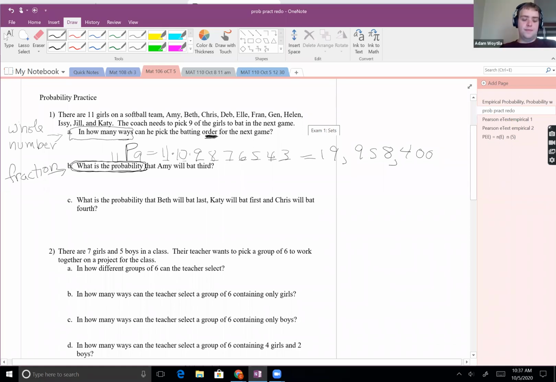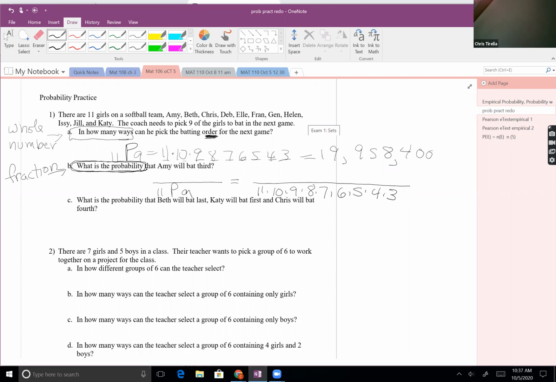Okay. And so what's the probability that Amy will bat third? Does it make sense that the denominator of this fraction would be all of the different lineups, which is 11P9, or that product 11, 10, 9, 8, 7, 6, 5, 4, 3. And I can look at each of those numbers as a place in the lineup.